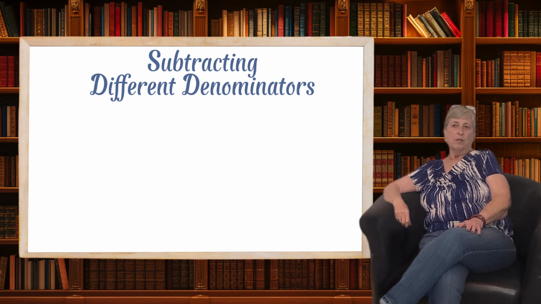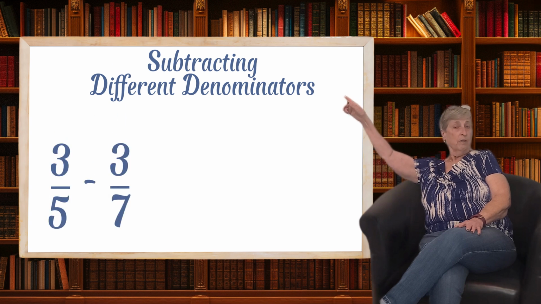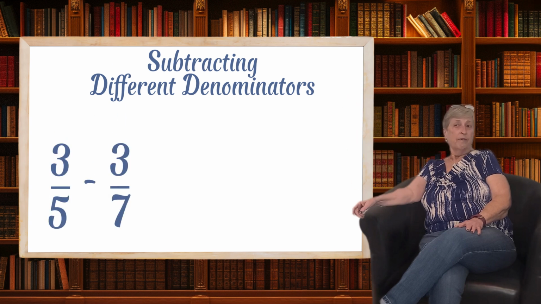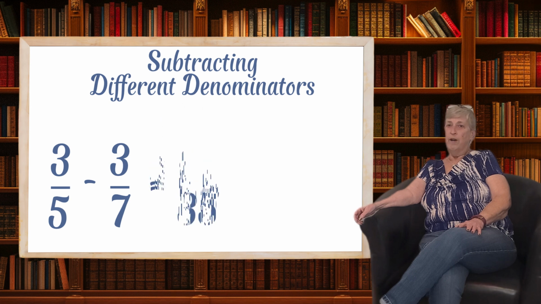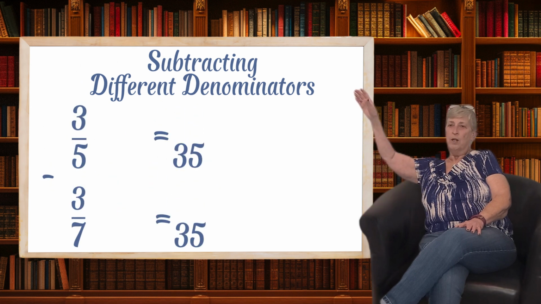Let's look at another example. This one's a little more difficult again. We have 3/5 minus 3/7. Now in this instance, 5 and 7, neither one of them is a multiple of the other. So we're going to have to multiply them. 5 times 7 is 35. So we're going to use 35 as our common denominator for this subtraction problem.